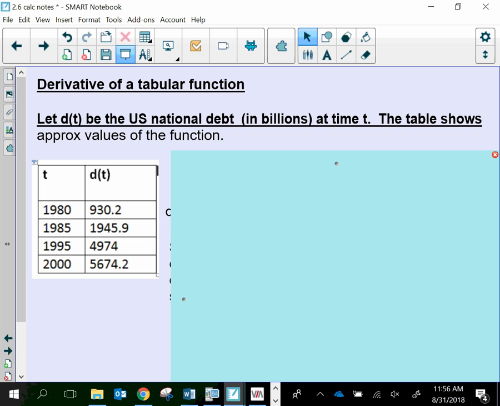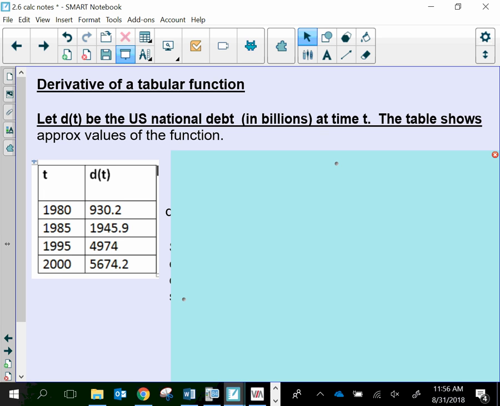Okay, you ready? Okay. All right, so we have this table, and that's all we know. Now, remember, these are ordered pairs. That's all we have, ordered pairs. We don't know what 1990 is. We don't know what 1999 is. So we have to just make do with these 4 ordered pairs that we have.